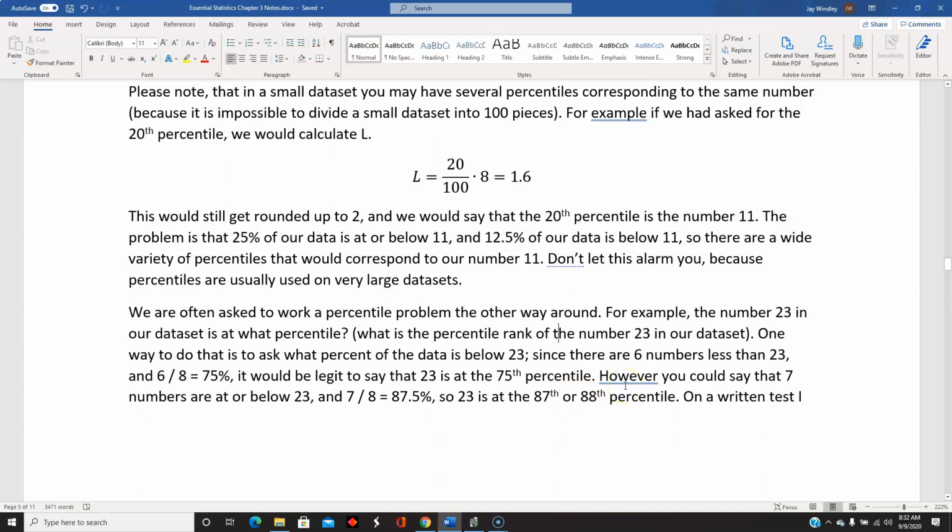However, other books would say there's 7 numbers that are at or below 23, including that tie at 23, and that would be 87 or 88% of the data is at or below 23. So that's the 87th or the 88th percentile. Usually this is rounded off to a whole number. Usually we wouldn't say the 87.5th percentile. And if this was a written test in a traditional classroom, I would accept either one of these answers or the 75th percentile. Any of those answers I would accept.